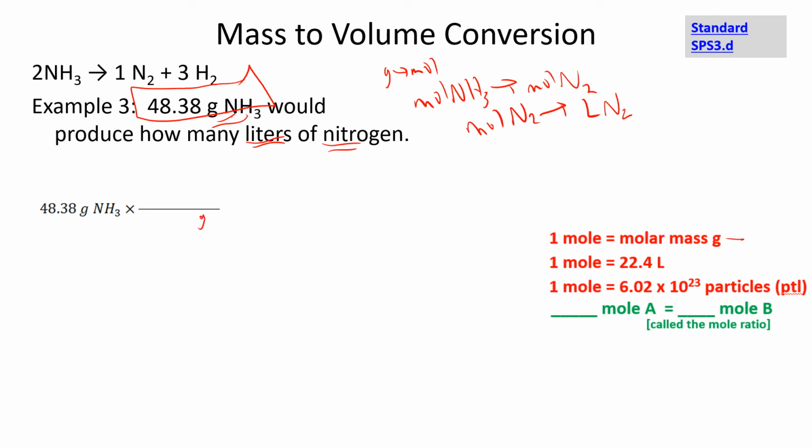If grams is on bottom, my equality statement tells me that mole must go on top. So I can see easily in my equality statements that the relationship is 1 mole and molar mass. It doesn't give me a molar mass, so therefore I've got to remember to find that molar mass. So I've got to add up my atomic masses. I need my 3 hydrogens plus my 1 nitrogen to get the molar mass of ammonia.